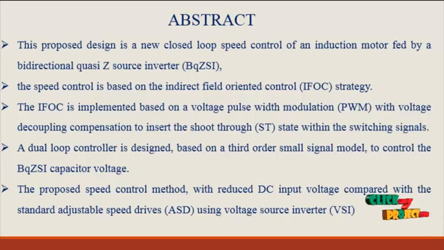source inverter capacitor voltage. The proposed speed control method with reduced DC input voltage, compared with the standard adjustable speed drives using voltage source inverter, is able to change the motor speed from 0 to the rated speed with the rated load torque. The performance of the proposed speed control method is verified by MATLAB simulation of a 15 kilowatt induction motor fed by a bidirectional Quasi Z source inverter. The simulation result during different operational modes verifies the validity of the proposed closed loop speed control method.